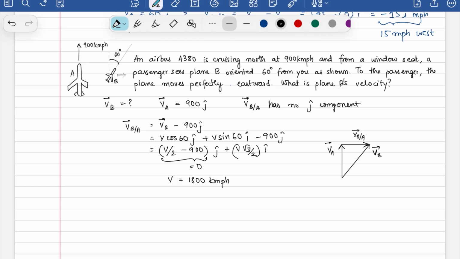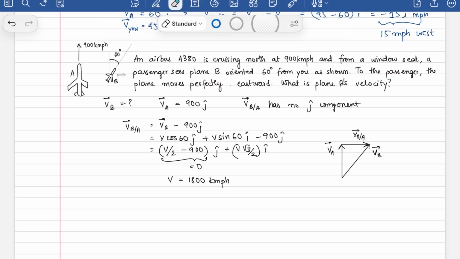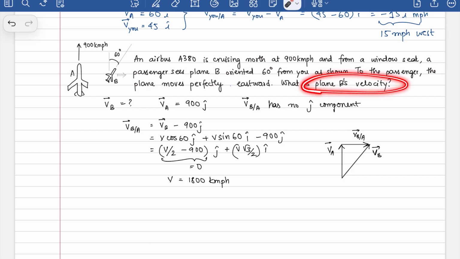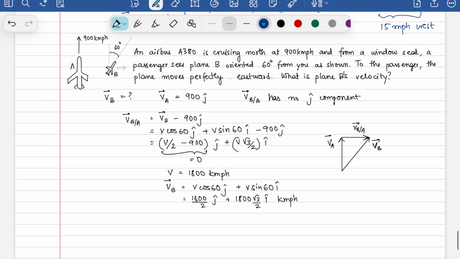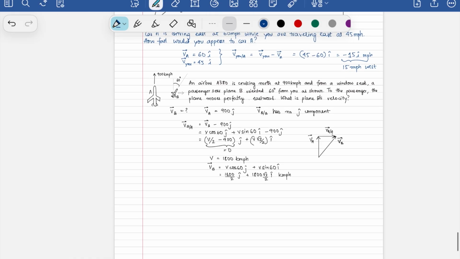Is this your answer? Be careful. It asks you for plane B's velocity, not the speed. And so you should then write down that the velocity of B is V cos 60 along j hat plus V sin 60 along i hat, or you can do the math, but 1800 by 2 j hat plus 1800 root 3 by 2 i hat. This here would be your final answer, because it asks for velocity. Always be careful about that.